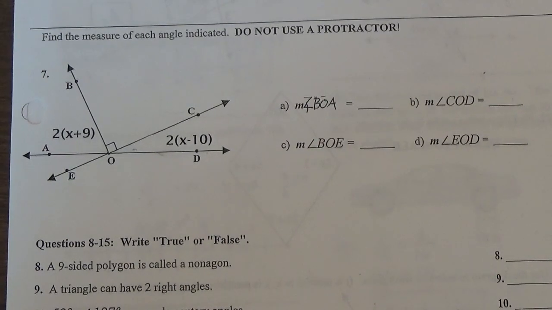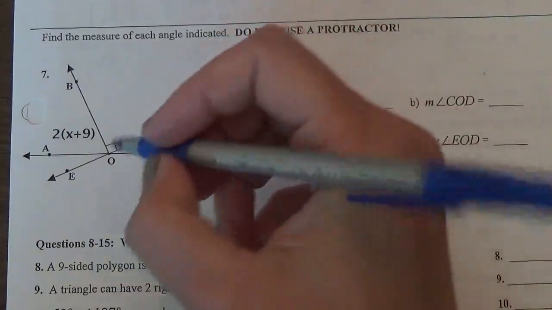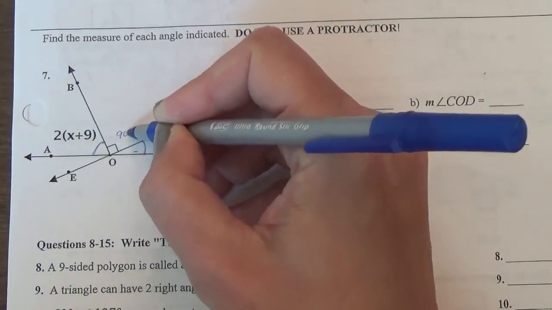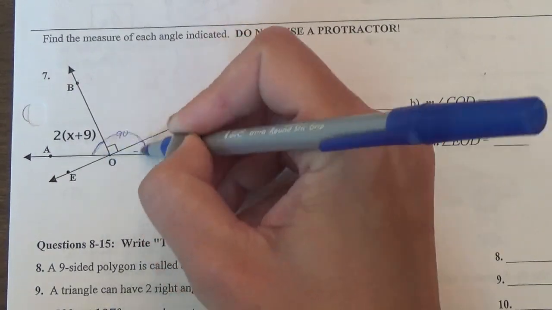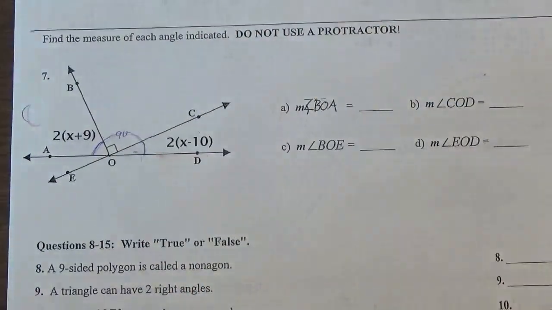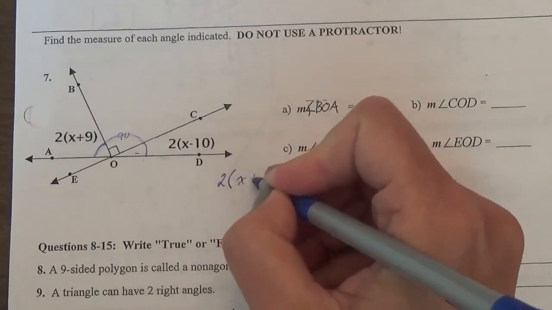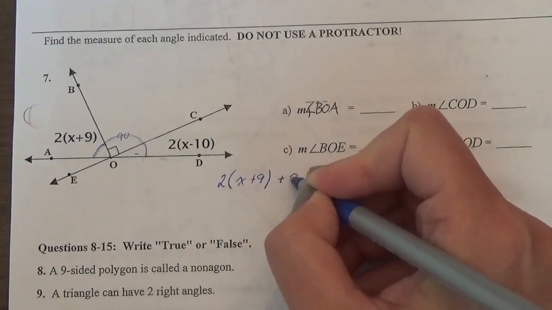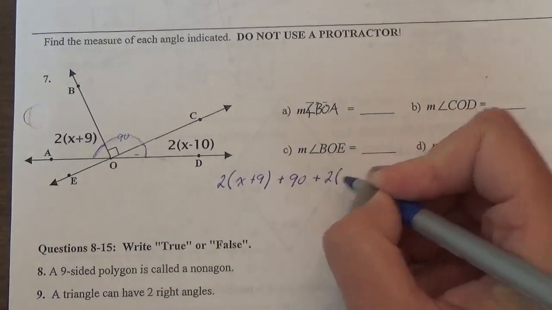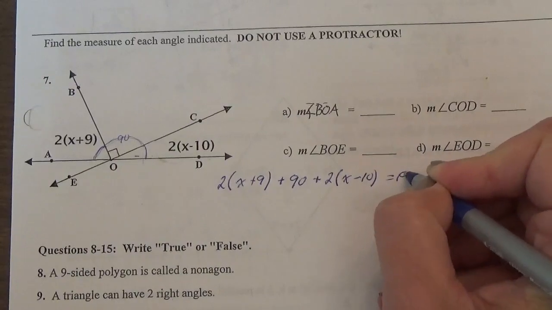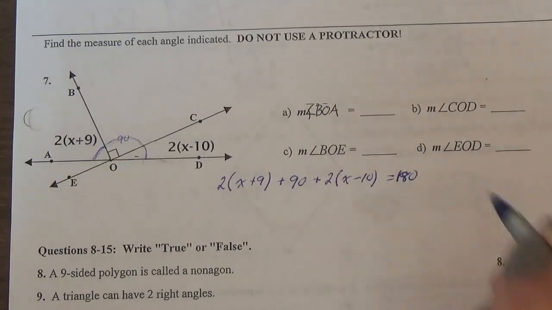BOA. Now, what do we know? All we know is this angle. We know this is a 90 and this one. Now, can you tell that altogether those three are 180? So let's actually make a long equation. So 2 times the x plus 9 plus the 90 plus the 2 times x minus 10 all together, oops, I'm sorry, that's going to be 180.